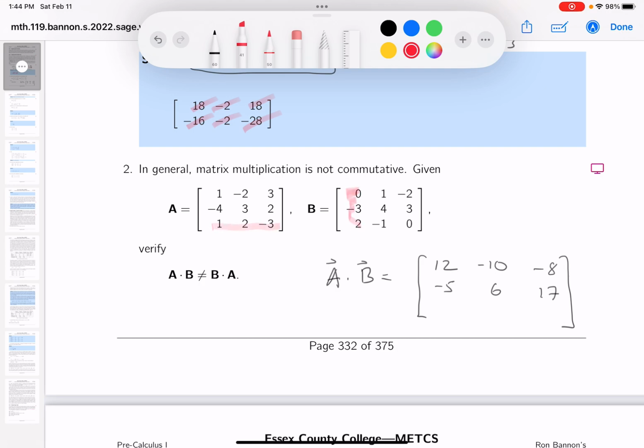Row 3, column 1. What do you get there? Let's be careful, and that's going to be 0. I'm not going to write that down. 2 times minus 3 is going to be minus 6. And minus 3 times 2 is minus 6, so we get minus 12. Get my eraser out.